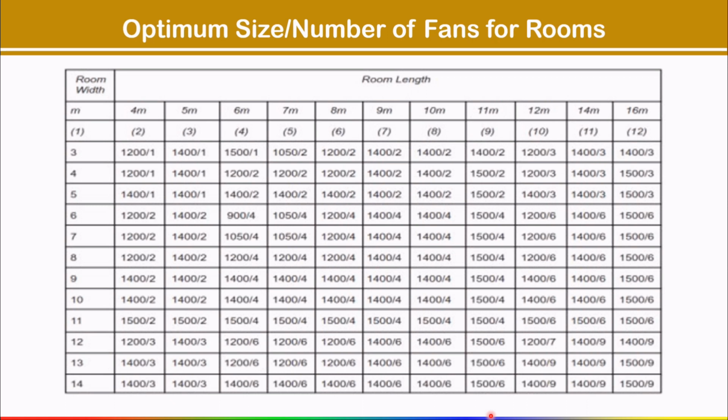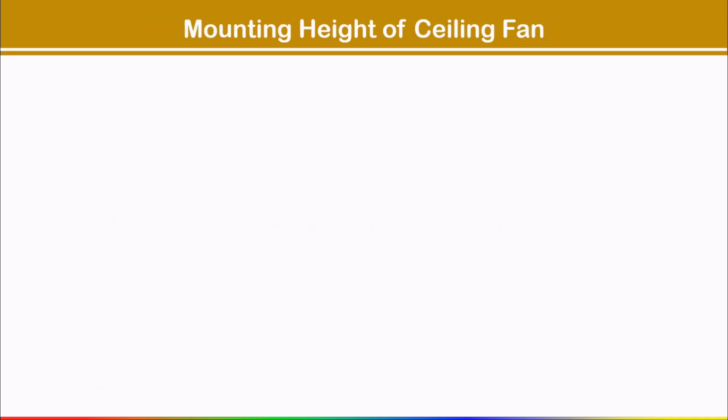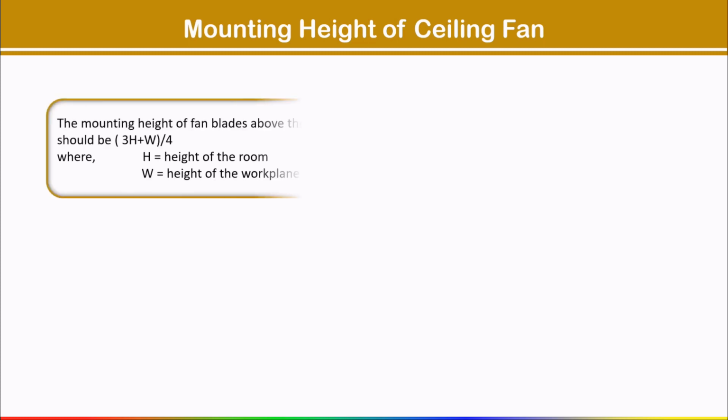So as per your requirement you can easily calculate the number of fans, everything. Okay, now see here the mounting height of the ceiling fan. How to find out the mounting height of a ceiling fan? For that, the formula is given. The mounting height of fan blades above the floor should be 3H plus W by 4.